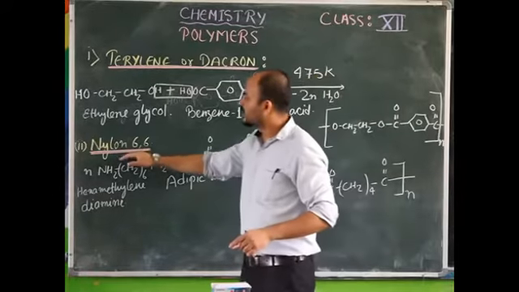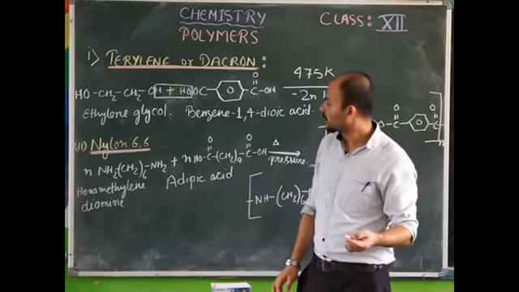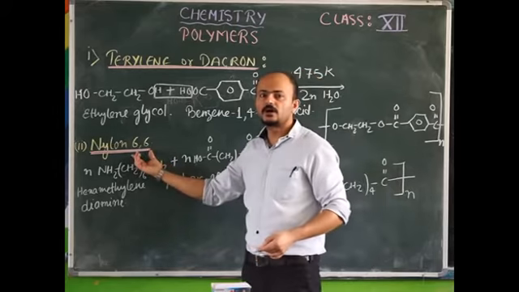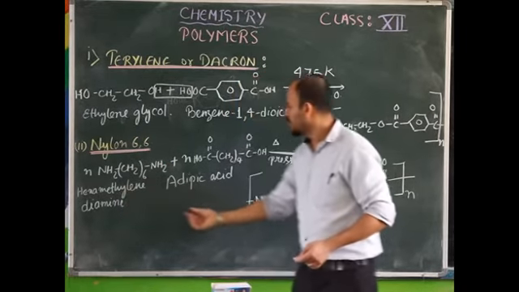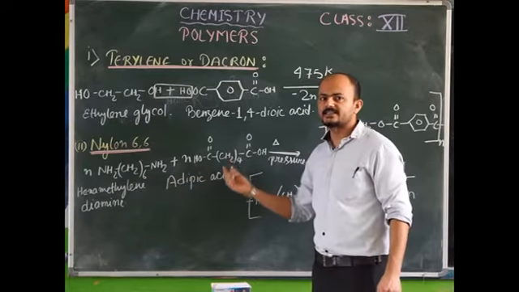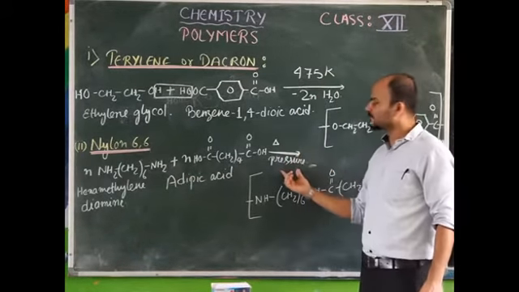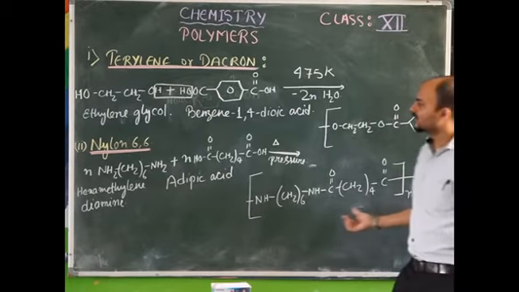Now let's move on to nylon 66. We had discussed nylon 66 before also. Here we obtain nylon 66 from hexamethylene diamine and adipic acid. Whenever hexamethylene diamine and adipic acid are heated under pressure, we get the polymer nylon 66.